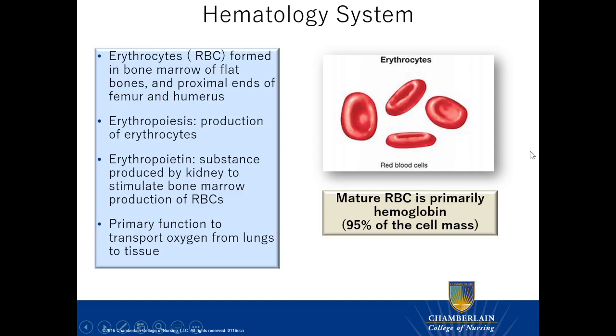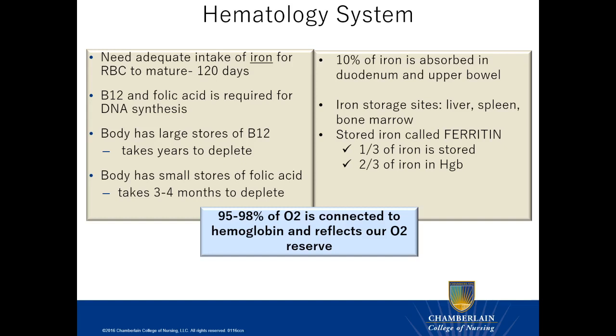So it makes sense then that a mature red blood cell is mostly hemoglobin to carry oxygen. The hematology system needs an adequate intake of iron for the red blood cells to mature. A red blood cell, once mature, lives about 120 days. B12 and folic acid are also needed. They're needed for the DNA synthesis component of this production.